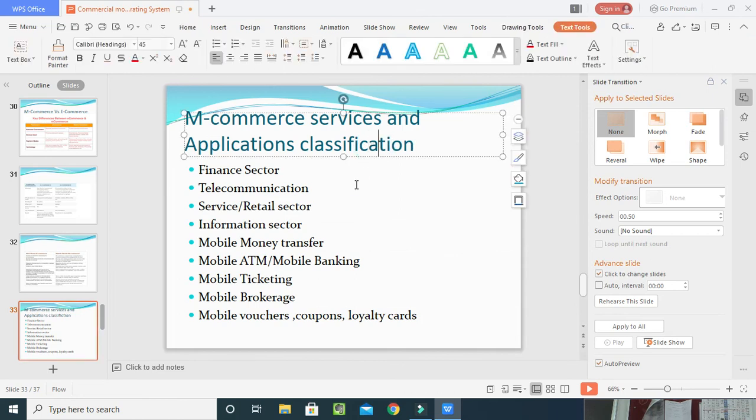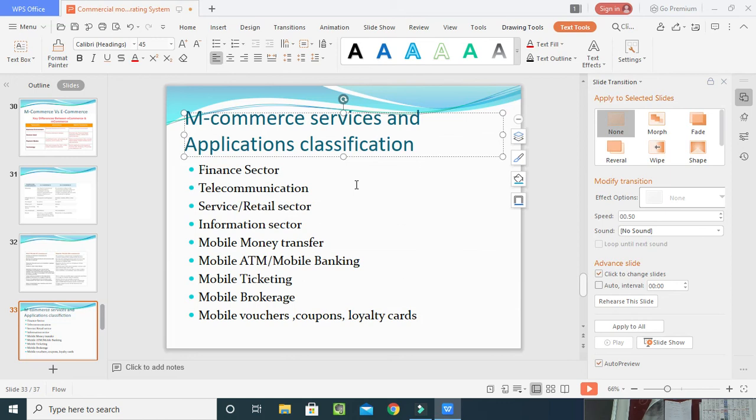Now, m-commerce is useful in the finance sector for banking, transferring the amount from one company to another company, or from a buyer or purchaser to a vendor, or company details. Everything really works. Telecommunication: with the help of mobiles we can communicate.